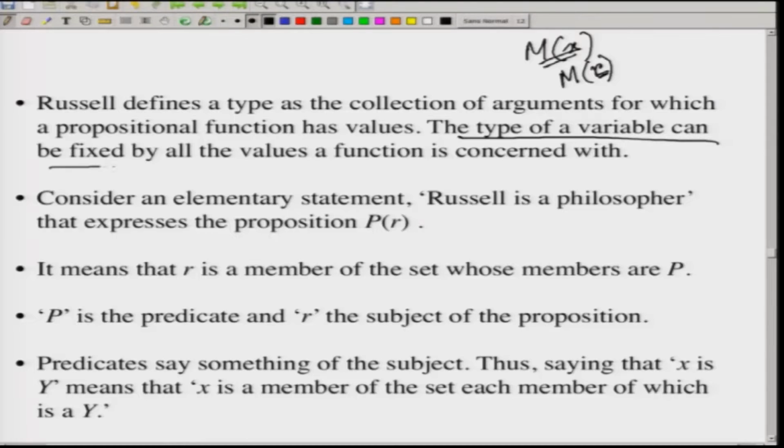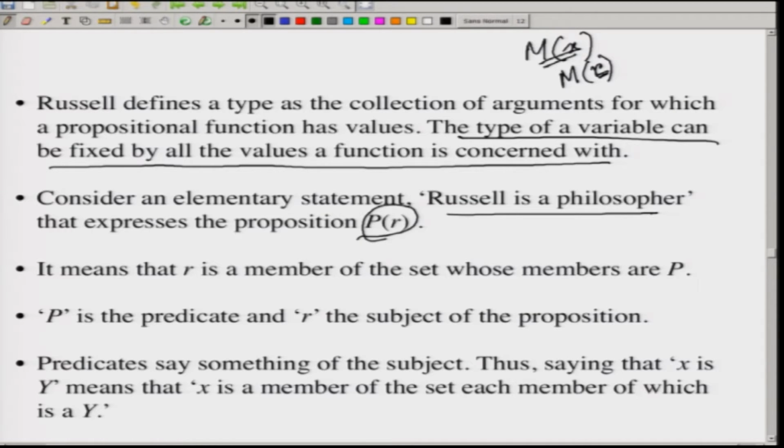The type of a variable can be fixed by all the values a function is concerned with. So, for example, whatever can replace x would belong to one type. Consider an elementary statement. Russell is a philosopher. That expresses the proposition PR. This is the proposition and this is the statement.